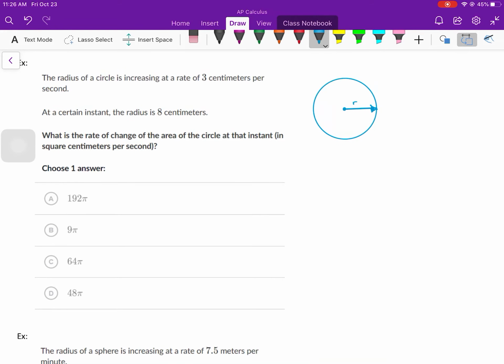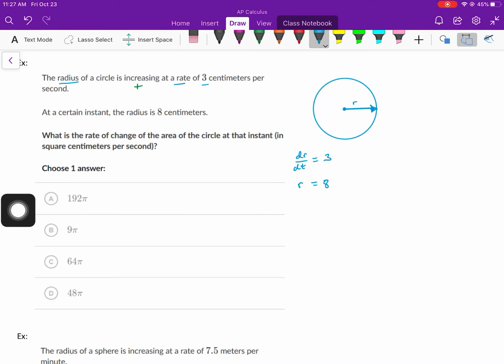So what have we been given so far? We've been given the rate of the radius is 3. And it's increasing, so it's positive 3. So dr/dt, the change in the radius with respect to time, is positive 3. We're also given at a certain instant that the radius is 8. So what is the rate of change of the area of the circle at that instant?